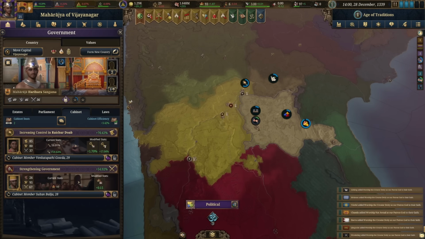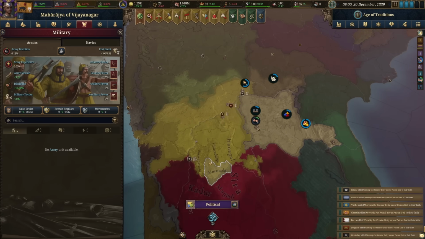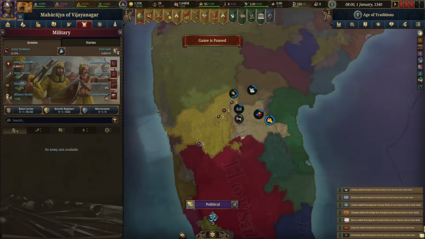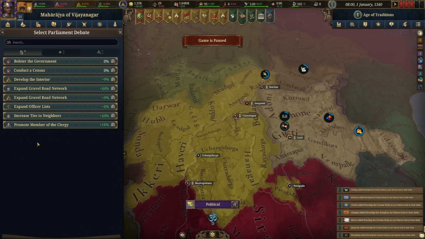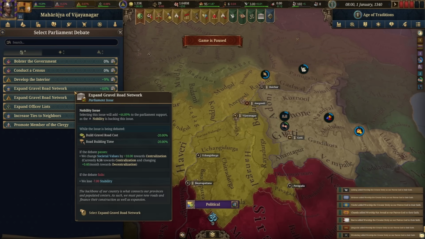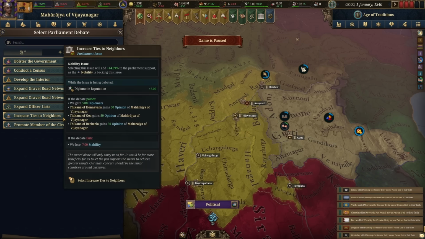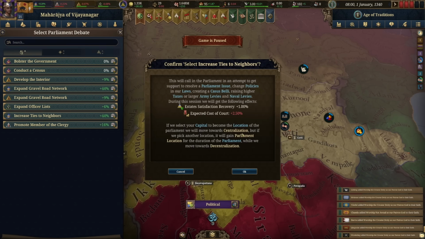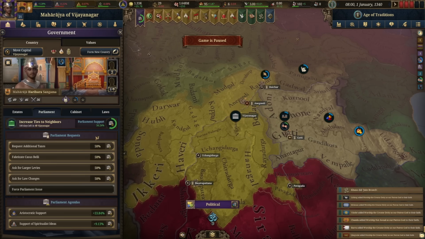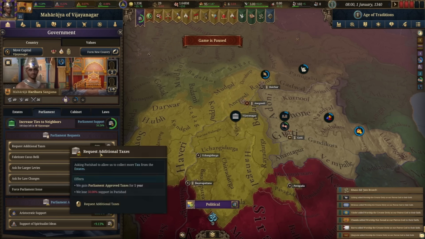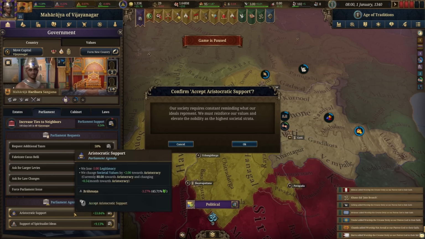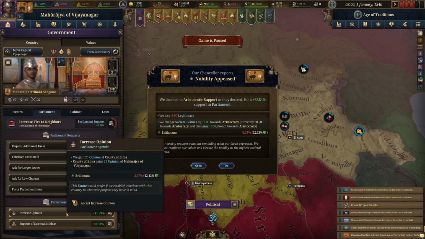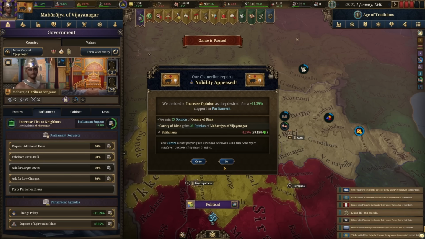Alright, the monthsick is approaching, and we should soon be able to call Parliament, get those increased levies, and get ready for this war. There we go. We can now call Parliament. We'll be calling it in our capital. Increased ties to network. Oh, this would have been amazing normally, but honestly, really doesn't matter here. We're most likely going to be failing this. We just need the support. Sure, I will give aristocratic support. Please give me larger levies. Thank you. Aristocratic support, sure. Increase opinion. Whatever makes you gentlemen happy.